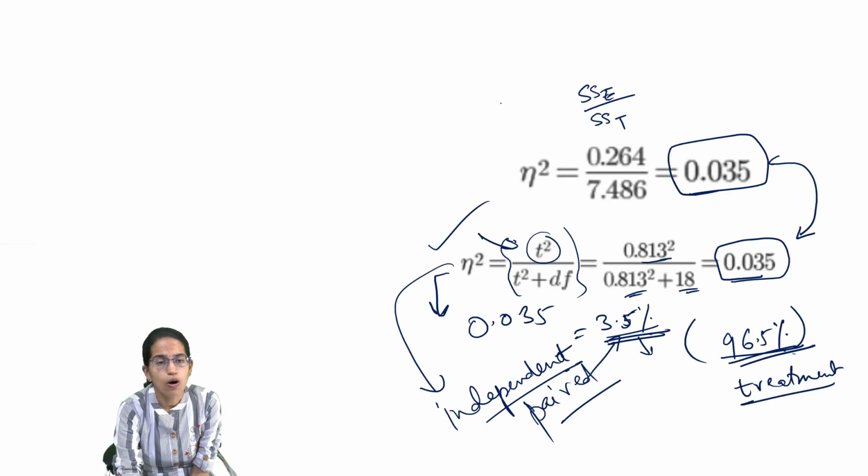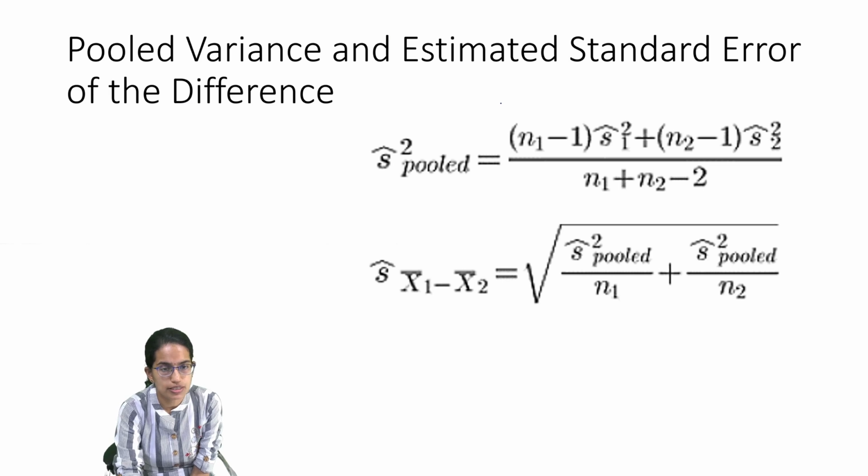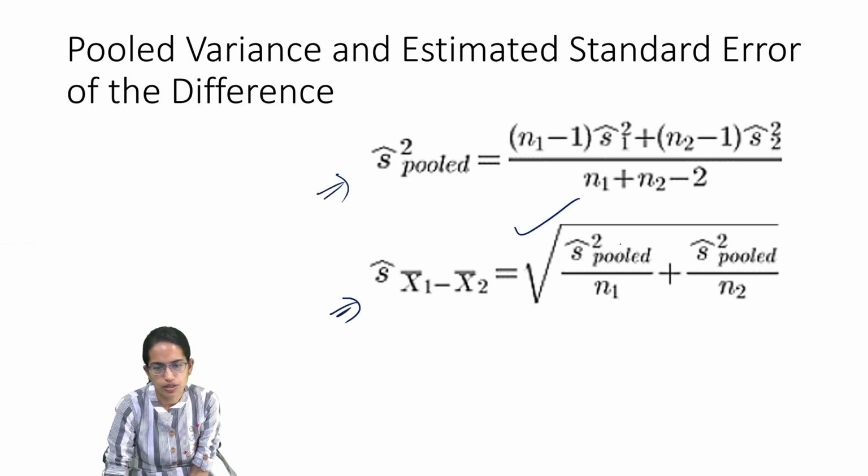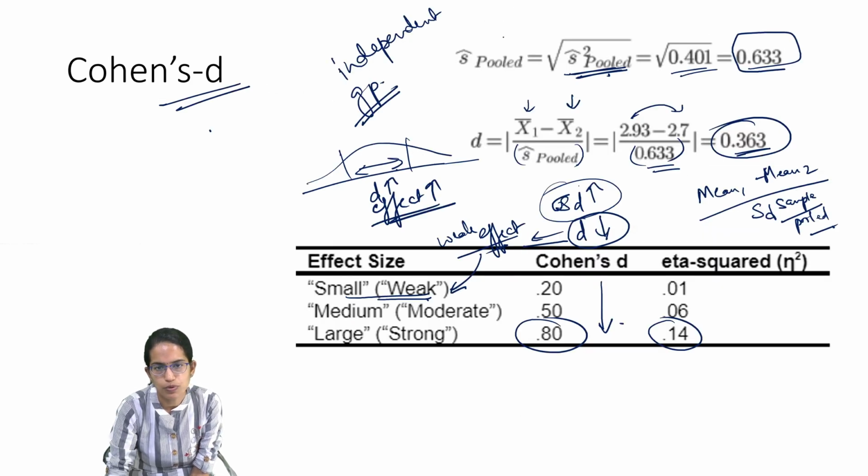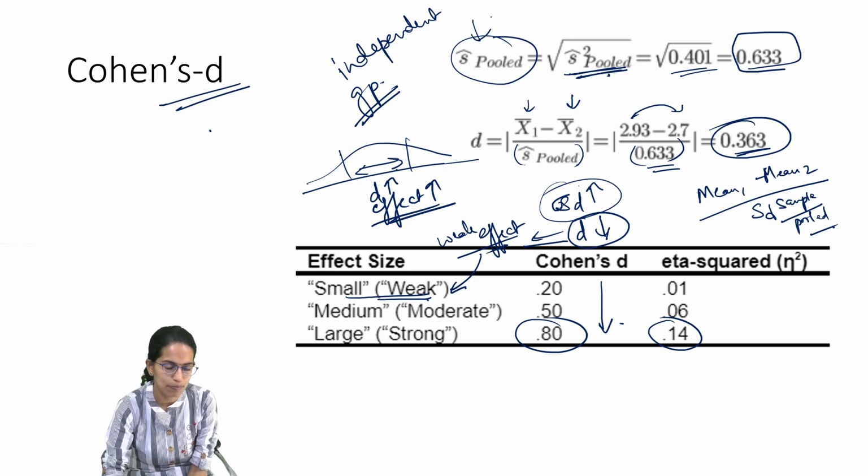Clear? Now, once I have calculated Cohen's d, this is the formula for the pooled variance, as we have already talked about. I am taking the pooled variance and taking the root of it to give me the pooled standard deviation of the sample. This pooled standard deviation of the sample would be in the denominator. So the mean difference divided by the pooled standard deviation of the sample would be Cohen's d.